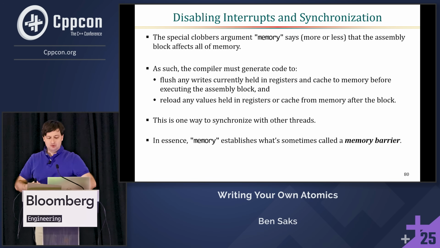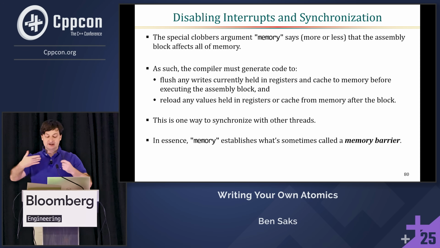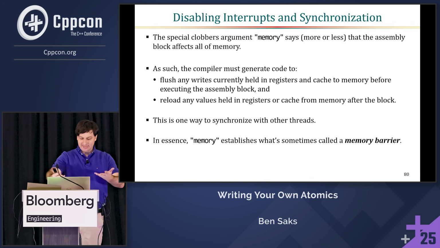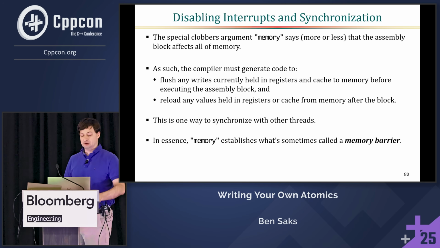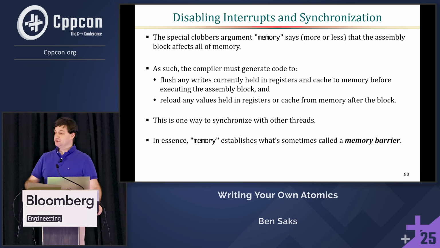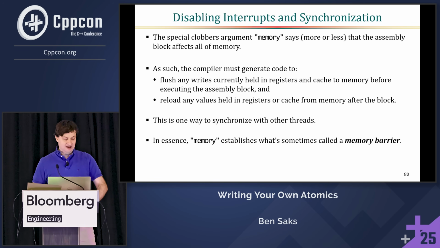And once it's finished executing this assembly block, it's got to go ahead and reload any values that had been in registers or cache prior to running that assembly block. It's got to treat those as being overwritten, effectively. It needs to go ahead and refresh its information there. And this is one way to accomplish that thread synchronization. The memory clobbers argument sets up what's often referred to as a memory barrier, like this. And that's what really needs to happen in order to mechanically make all of this go.